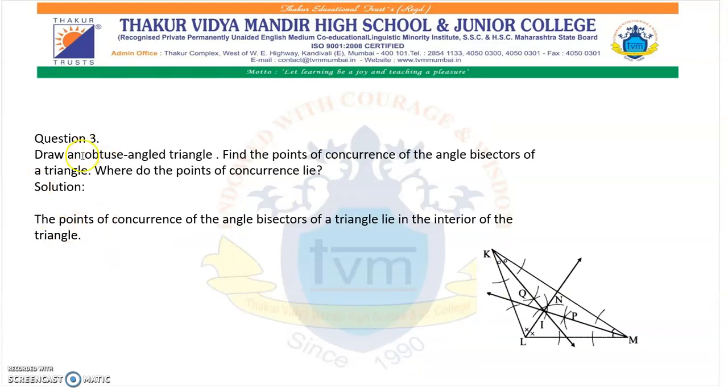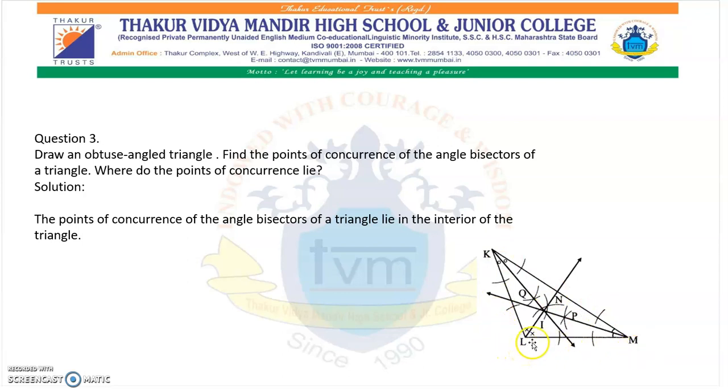Now, draw an obtuse angle triangle. Find the point of concurrence of the angle bisectors of a triangle. Where does the point of concurrence lie? In the previous slide, we have seen how to construct an angle bisector. So, let us consider triangle KLM. Draw one triangle, name it as KLM.